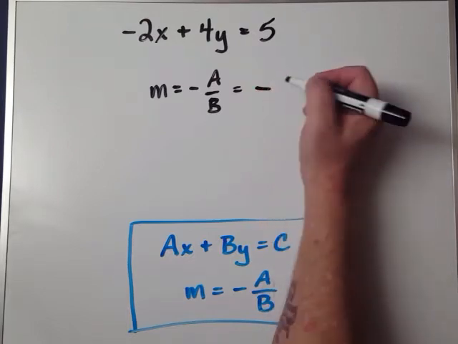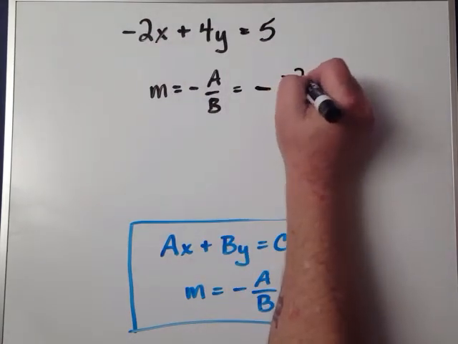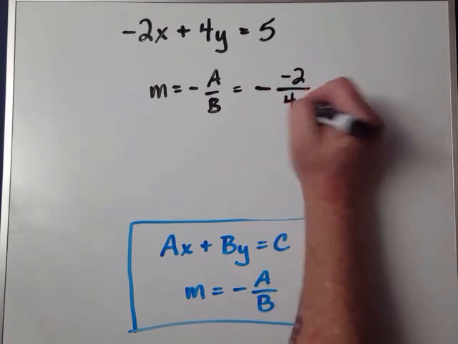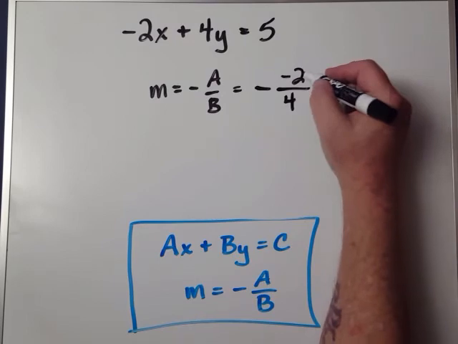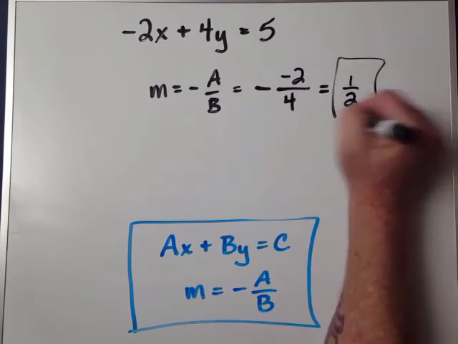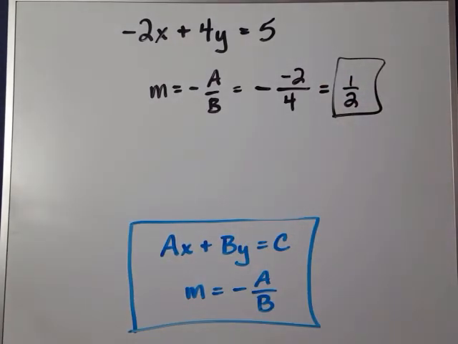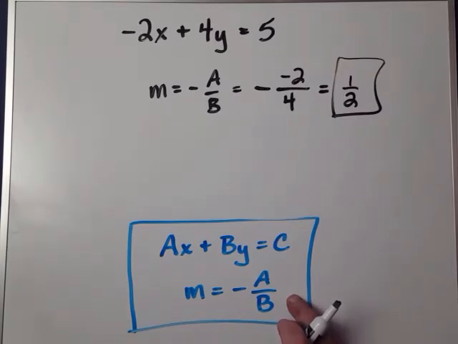This is going to be negative. A is negative 2. B is positive 4. Negative times a negative is positive, and reduce that 2/4 to 1/2. Done. Nothing to it. Feel free to use this formula if you like. She does not present that formula at this time here in our textbook, but I find that to be a very powerful tool when we're looking at slopes of lines.